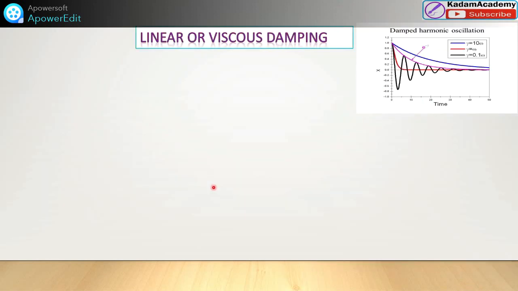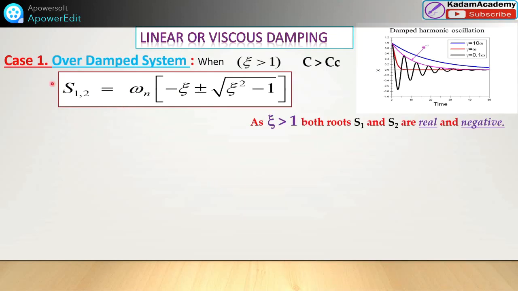So in overdamped, case 1, zeta is greater than 1, that means C is greater than Cc; the damping coefficient is greater than the critical damping coefficient. So what will the solutions be? We will get two solutions, and these are real and negative. When zeta is greater than 1, both the roots S1 and S2 are real and negative.